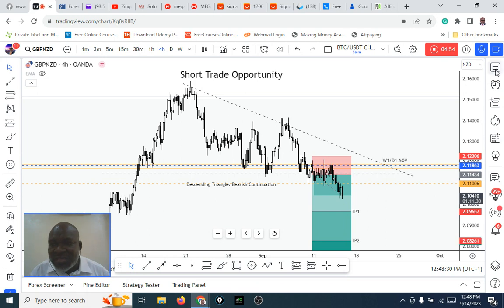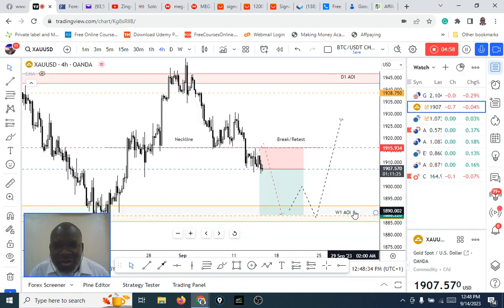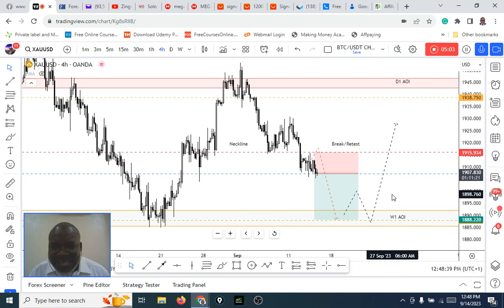Now let's look at the other markets we analyzed. Gold. On gold, what we had here is that I said the market was going to push down to this level, retest the level and go up. And I saw a head and shoulders pattern.